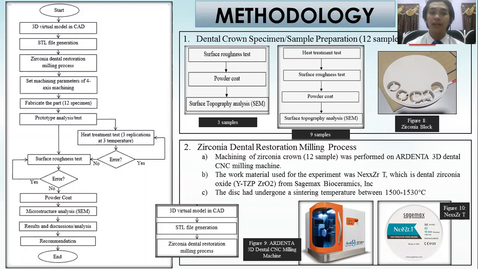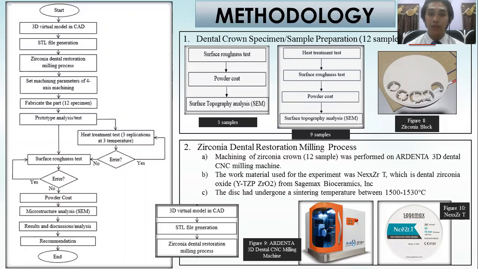So firstly, for the dental crown specimen, which is the sample preparation, we decided to fabricate 12 samples of crown restorations. After the crown restoration, 3 of them will be directly used for the surface treatment test, and the other 9 samples will be used for the heat treatment test, followed by the surface roughness test, sputter coating, and lastly the microstructure analysis using the SEM. As you can see in figure 8, this is the sample of crowns fabricated from zirconia block, which is also going to be fabricated during my study.